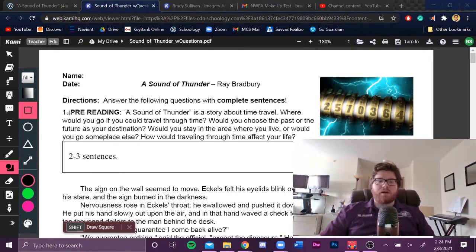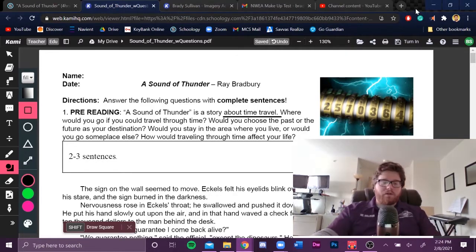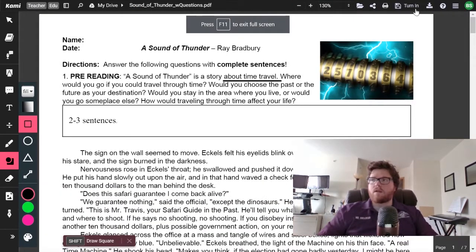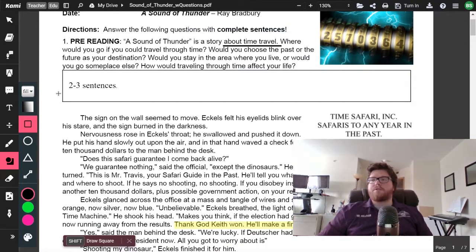So we're starting off with this first question. It says, The Sound of Thunder is a story about time travel. And then in this box here, it's asking you to write down where would you go if you could travel back through time. Would you go to the past? Would you go to the future? Would you stay where you're at? Or would you try to travel around and see different parts of the world that you haven't seen? Let me make this a little bigger. Okay, so go ahead and take a second right now, pause the video, and write out your 2 to 3 sentences.